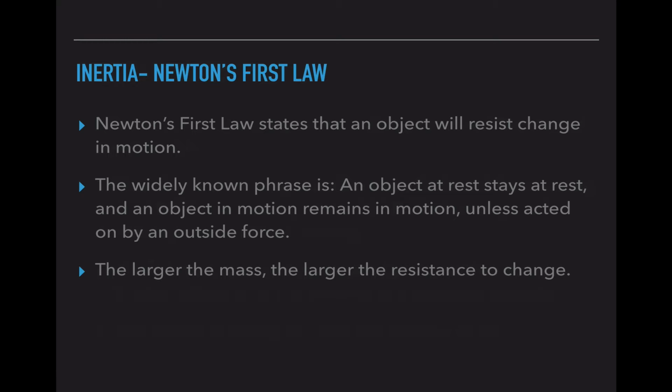So if you have a system where an object is sitting at rest, you have to apply an additional force to make it move. Or if you are in space and someone throws a wrench in one direction, their body will move in the opposite direction. They will do that until they run into something because there is no friction slowing it down. The larger the mass, the larger the resistance to change.